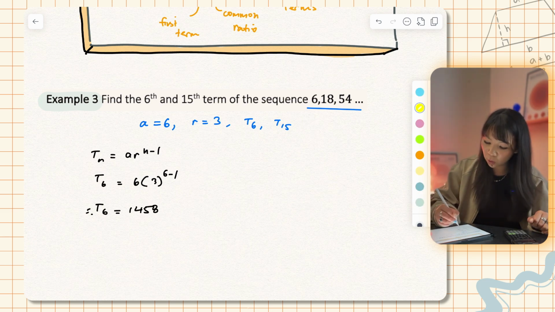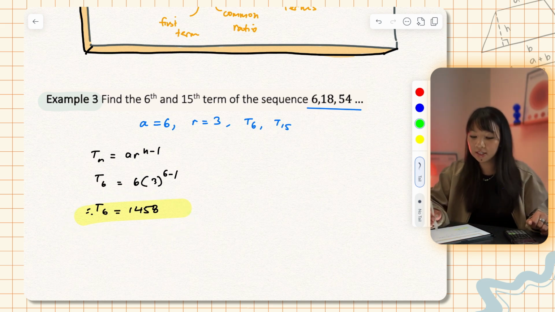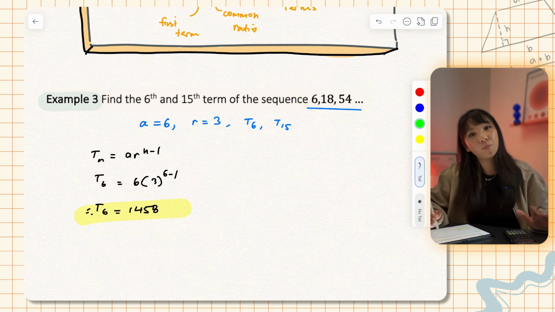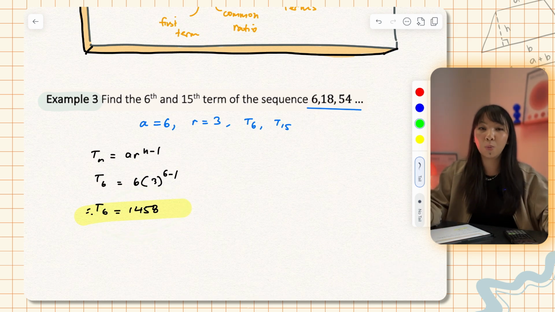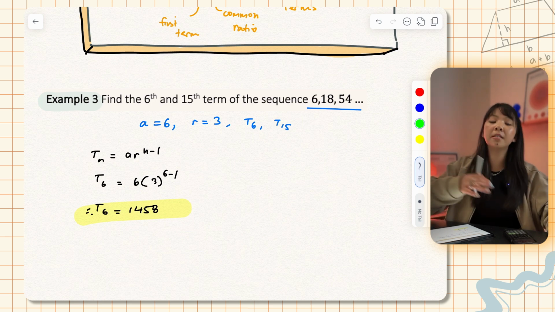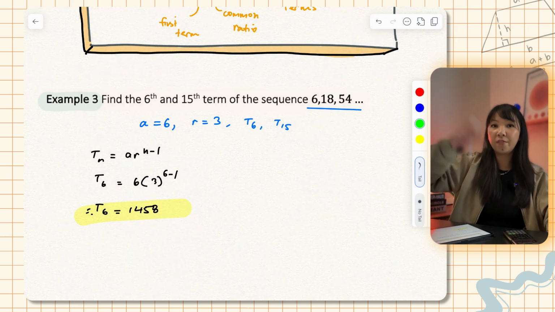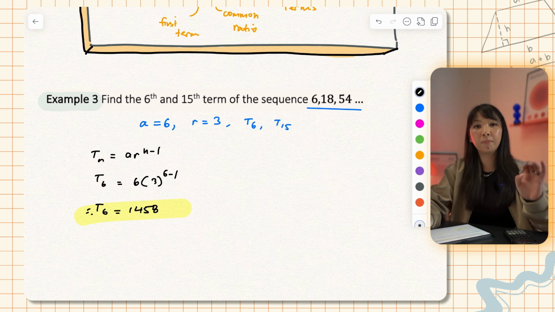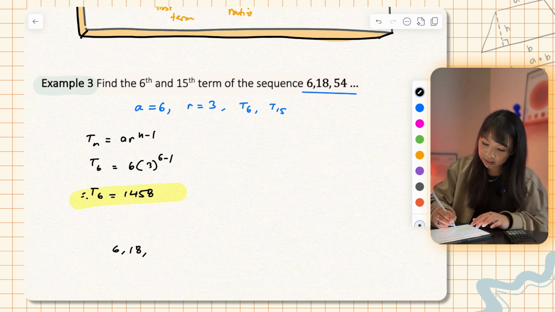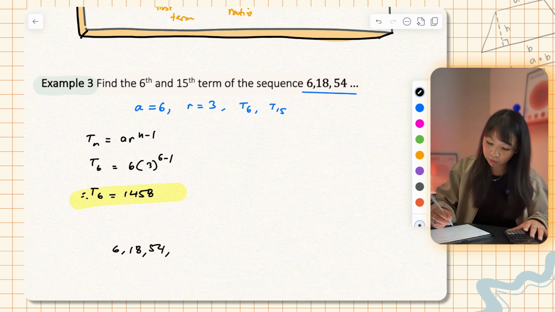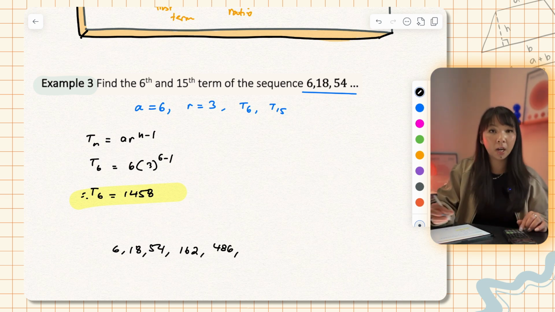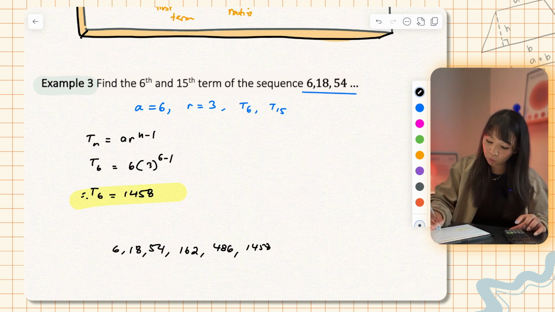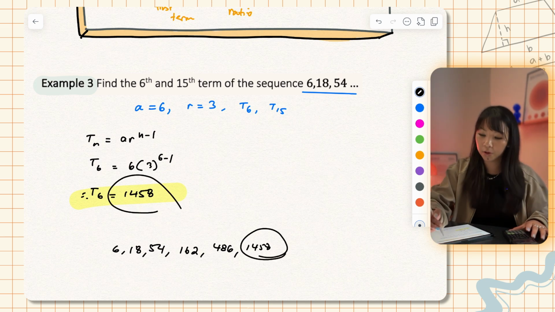1,458. Now you might be quite suspicious at how large this value is, because if you look at our sequence, it's quite small, right? So how in the 6th term are you able to get this big number? That is the thing with geometric progressions. The numbers increase exponentially fast because you keep timesing a number that is already so much larger than the previous number. Like if I were to list out 6, 18, 54, the next one is 54 times 3, which is 162, and you're like, whoa, that's already big. But if you times that by 3 again, it goes even bigger, and times it again, you get 1458, which is our 6th term, as proven.